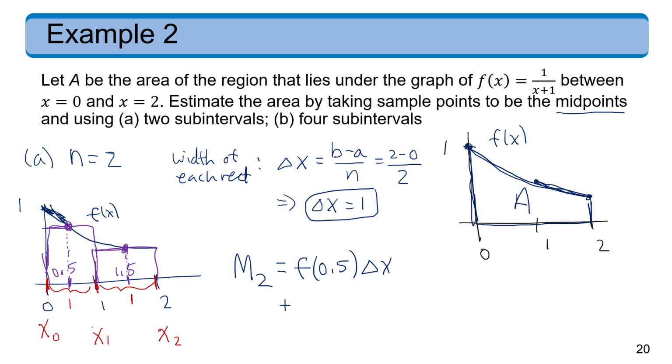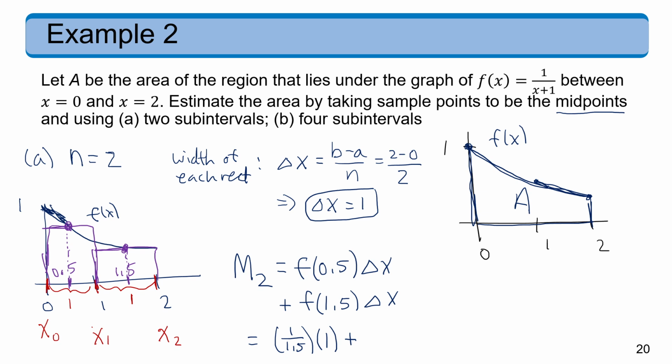And then plus, now we do the area of the second rectangle. So the height will be f evaluated at the midpoint of the second one, which is 1.5. That's the height times the width delta x. Now let's substitute in numbers here. So f of 0.5, we need to find our formula for f, which is up here, and plug in 0.5. So it will be 1 over 1.5, times delta x. Now we found delta x a minute ago. For this problem, it's 1.